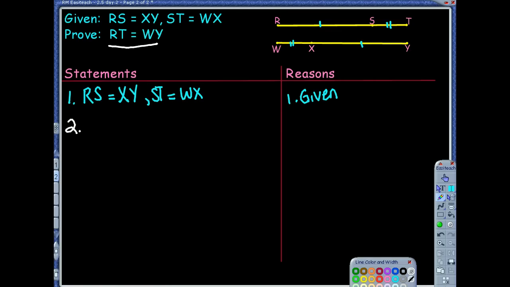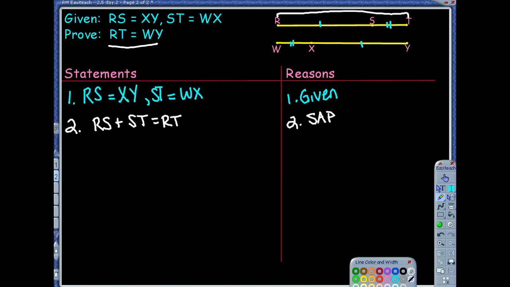Okay, so since the given doesn't say much more, I'm going to look at the picture, and I need to state something about RT. All I know about RT from the picture is that it's made up of RS and ST. So I can add those together, right? Absolutely. So I'll do RS plus ST is equal to RT. And that's my segment addition postulate again.